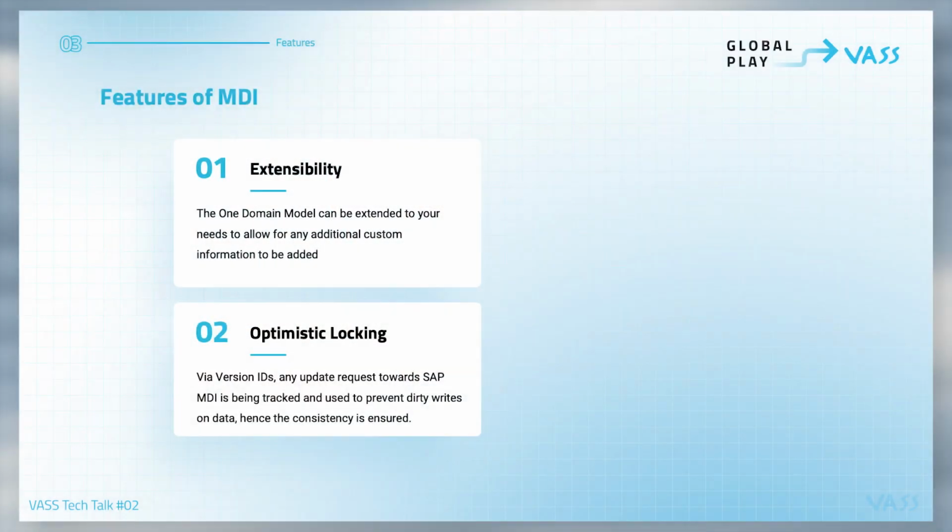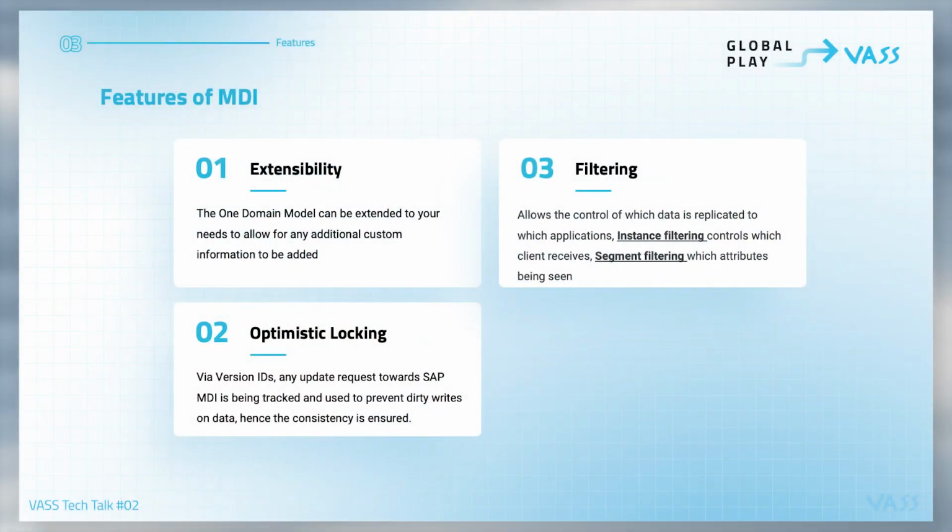So you can add your own fields, you can manage the different data types, and also any information that is to be added here. It's very easily possible through MDI basically. Then we have optimistic locking, meaning with the version ID of every change that you're sending towards MDI, MDI takes care that no dirty writing is happening on the data, keeping the data always clean, always consistent for every system.